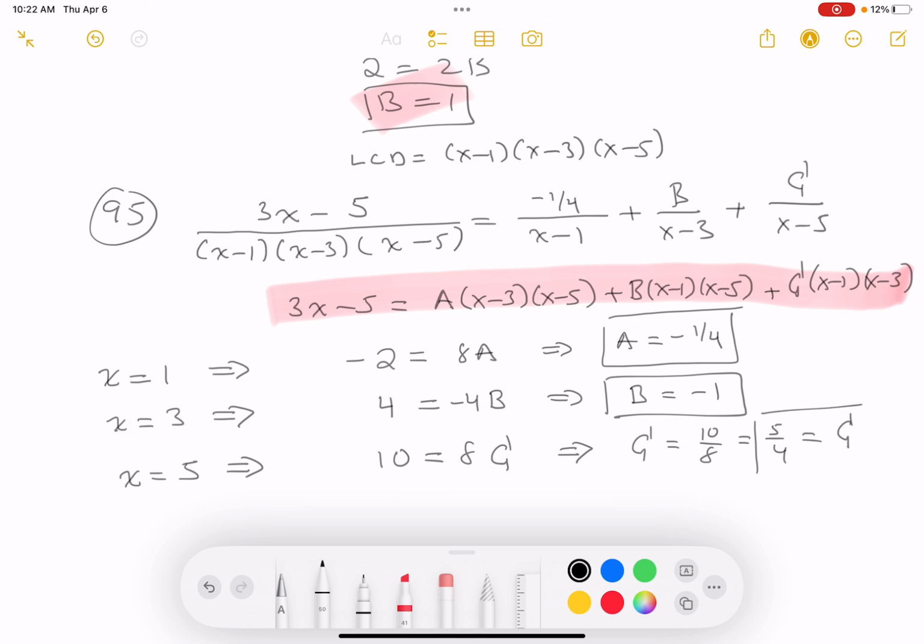Before I do it, though, I want to erase these. The b is minus 1. And I'm going to erase the c now. 5/4.